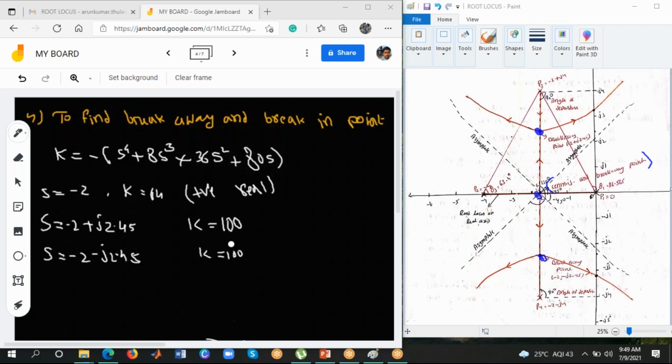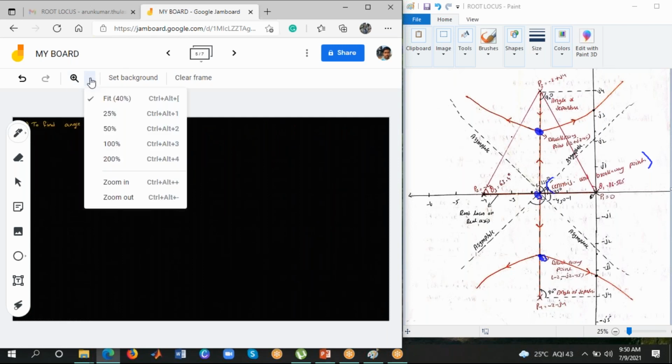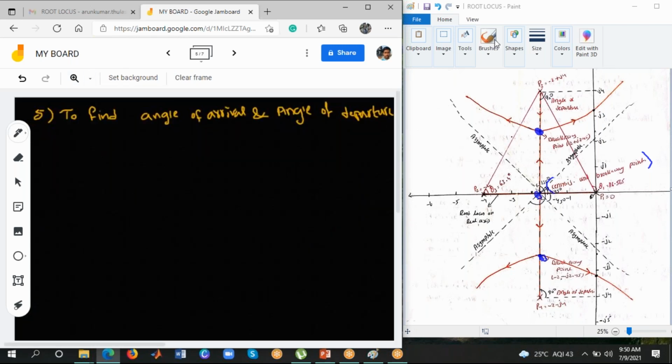సో ఇది ఒకసారి జస్ట్ నోట్ చేసుకోండమ్మా, తర్వాత మీరు ఫైండ్ అవుట్ చేయండి. సో k ఈక్వల్స్ 100 వస్తుంది సబ్స్టిట్యూట్ చేస్తే. అన్ని పాజిటివ్ రియల్ కాబట్టి మనకు 3 బ్రేక్అవే పాయింట్స్ వస్తాయి. నెక్స్ట్ angle of arrival and angle of departure. So here now we can find only angle of departure because all the poles are located at left hand side, completely left hand side. So first angle of departure we can find.